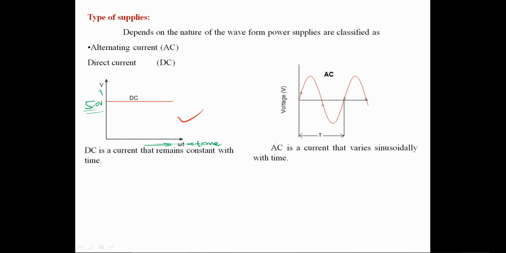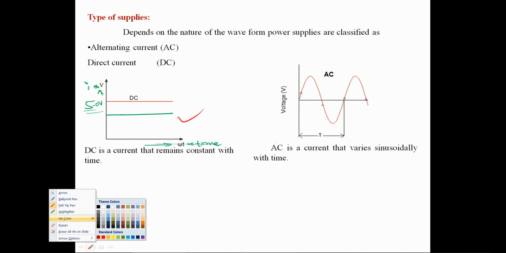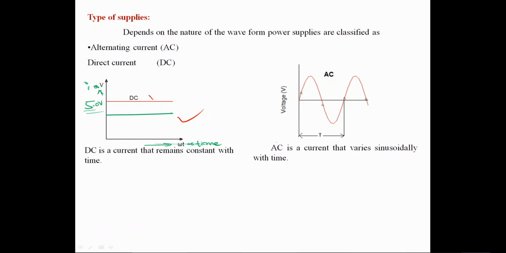Suppose if you take a current graph also, I, V, I would also be like this, something like this. Suppose this is voltage V, and this is current I, and let it be some 2 amperes. Let us take an example of that. And this is also a constant. Current will also be a constant, like a straight line as t is increasing. So this sort of power supply we call a DC power supply, that is a direct current power supply. DC is a current that remains constant with the time.